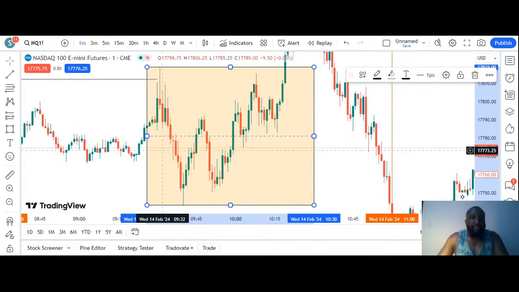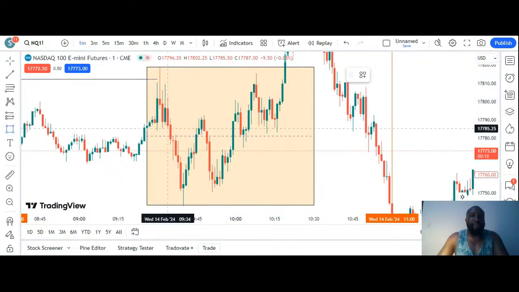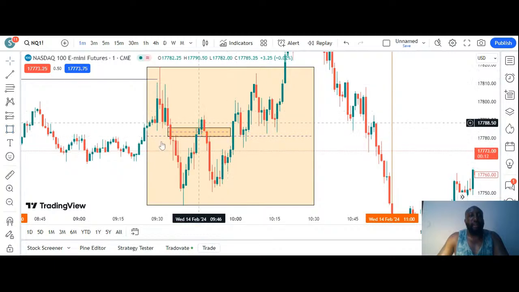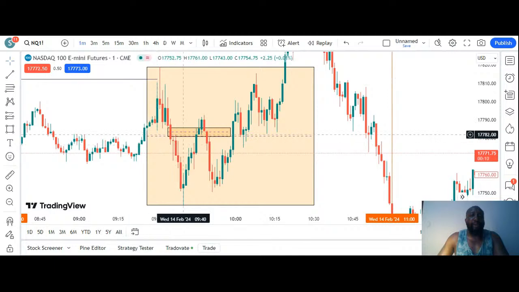What do we have there? What are we looking for? Do we have a fair value gap? Yes, we do have a fair value gap in this area here, as you guys can see. So we've got a fair value gap there. What else do we have? We've got a fair value gap there, and we have our order block.